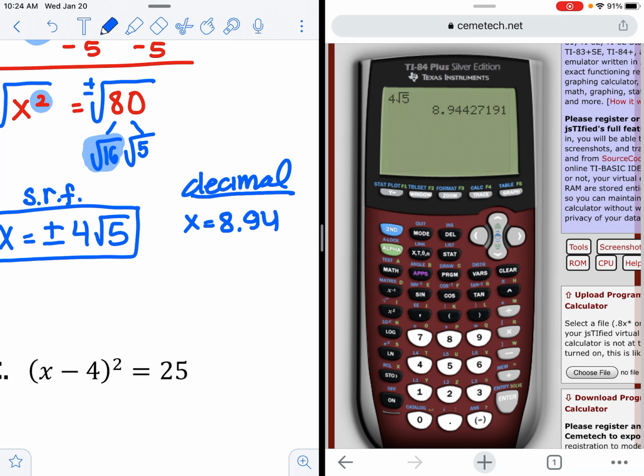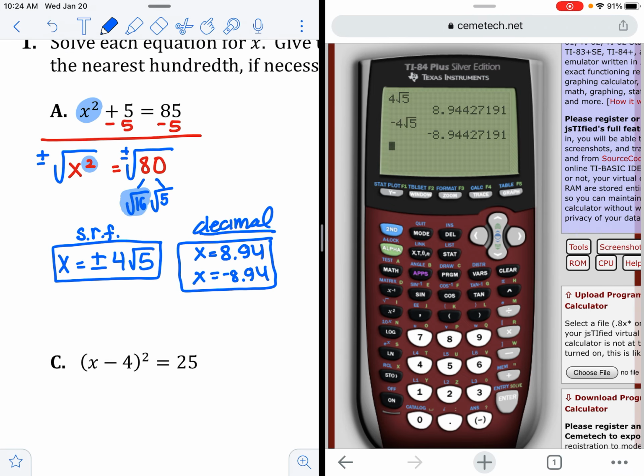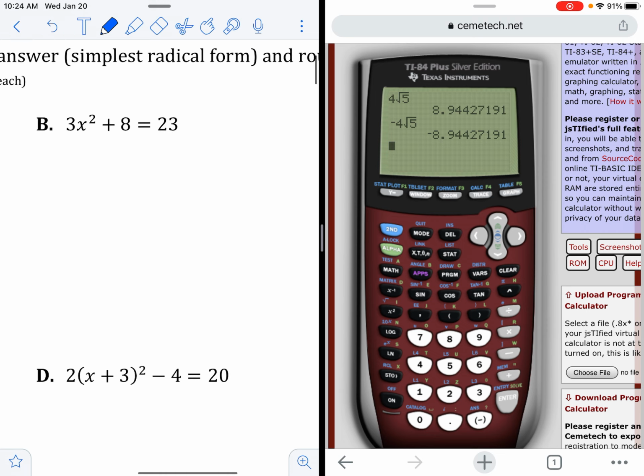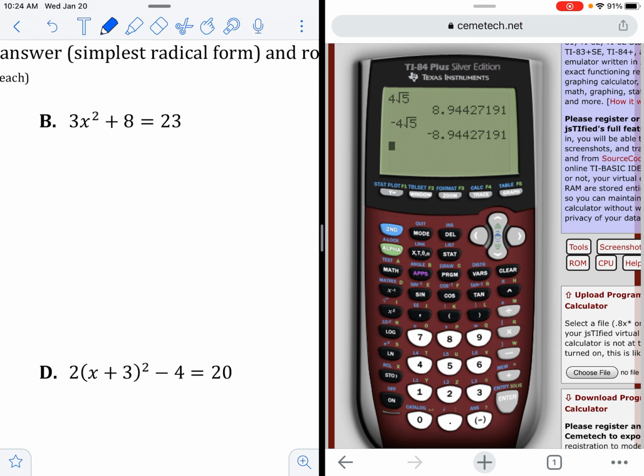And then I also need negative 4 root 5, which is negative 8.94. Could I write it as plus or minus for this one? Yes, but I'm going to choose to write it separate now. So there's my simplest radical form. There's my decimal answer. All right, let's move on to the next one here.